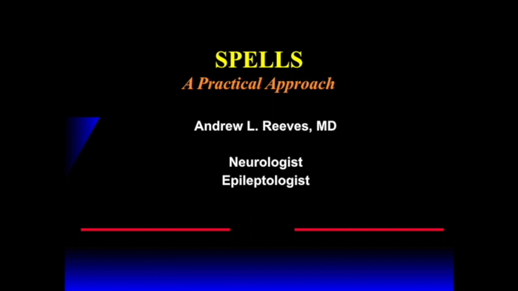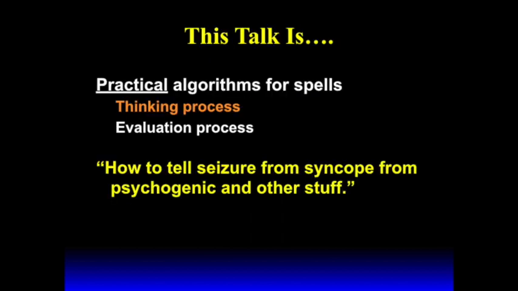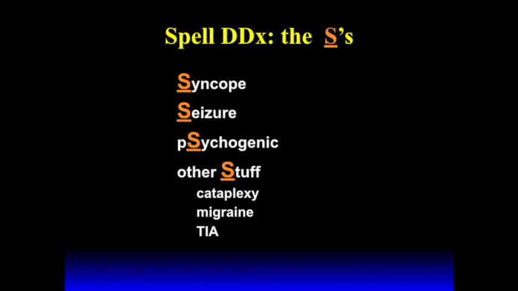This one is about how to think about people who have a neurologic spell. So it's a thinking algorithm and not a testing algorithm. I hope at the end you'll be able to tell a seizure from syncope or fainting, from psychogenic falls and collapses, from maybe some other stuff. So let's get right to it.